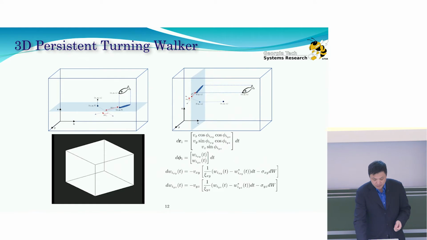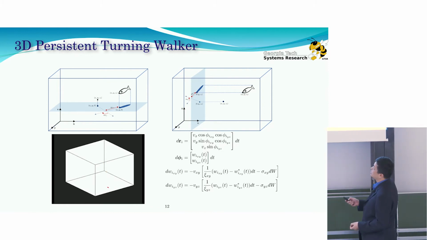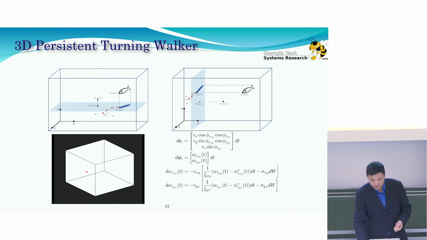And then we generalize this strategy to 3 dimensions. So we generalize the persistent turning walker model in 3 dimensions with more complicated equations. And still, it is a correlated random walk in 3D without backtracking, with backtracking probability 0. And this is some simulation we did with this equation. It looks pretty like real fish.